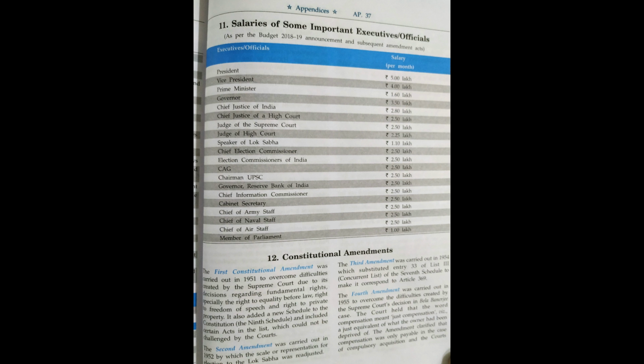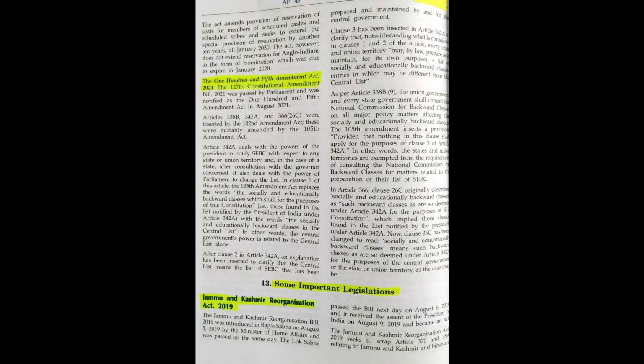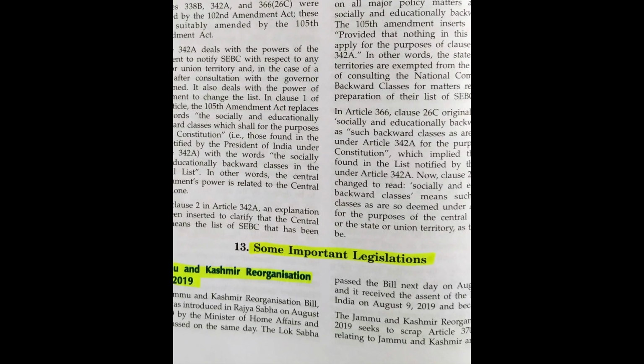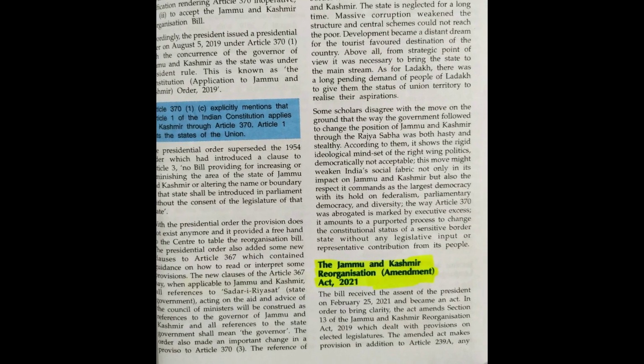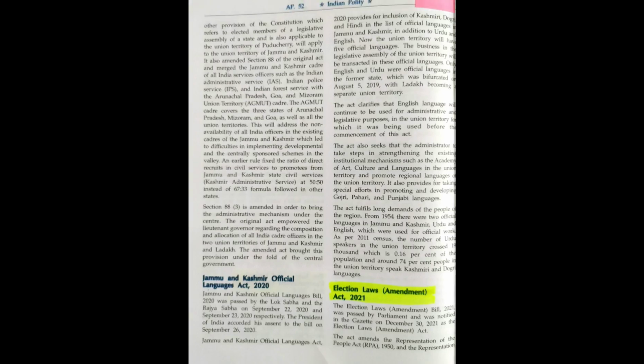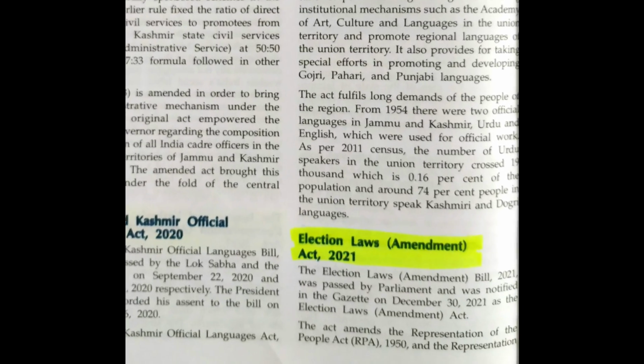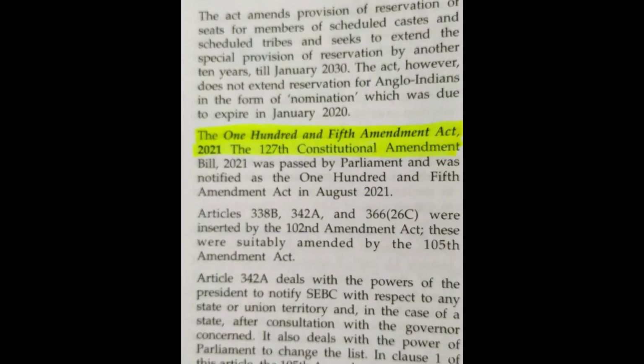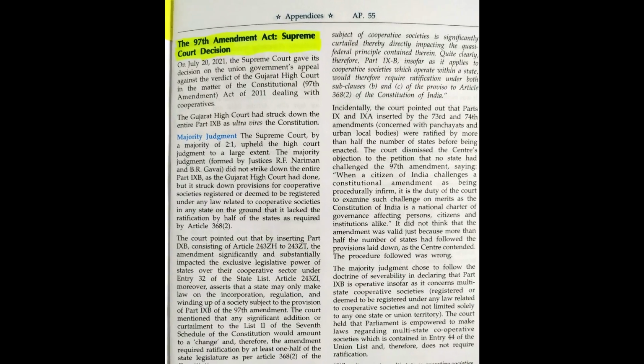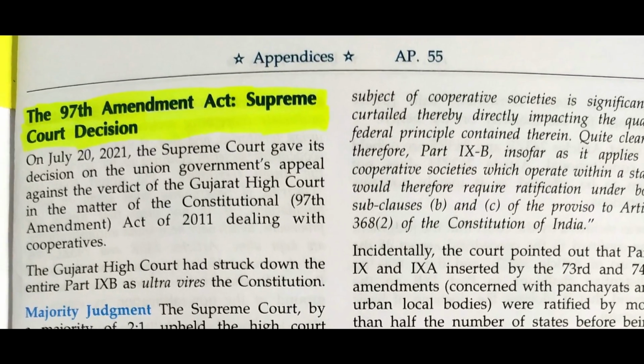In this year's, that is, the revised edition of 2022, content has been updated till mid-March 2022. Recent issues such as changes in Jammu and Kashmir and latest constitutional amendments, Election Laws Amendment 2021, and the Supreme Court's decision on the 97th Constitutional Amendment are covered.